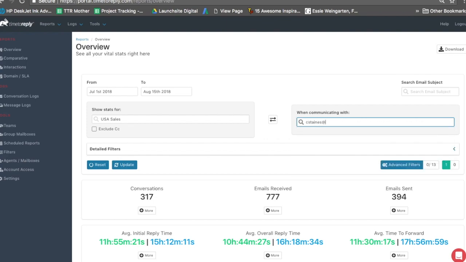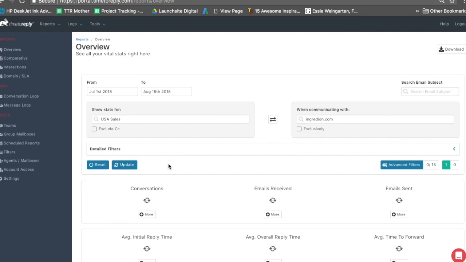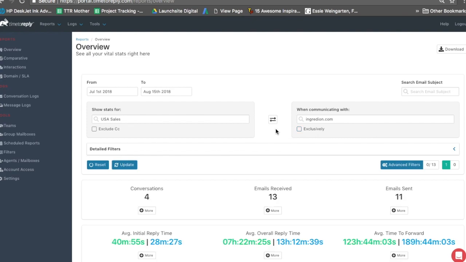Here's an example of how my US sales team is doing when communicating with a particular customer. So again, I'm using this email address. Well, let's do it at the domain level. So instead of using a full email address, I'll just go to the domain. So if we were dealing with numerous people from BDO, or let's go with something like Ingredion.com. This is how my US sales team is performing when dealing with anyone from Ingredion.com.